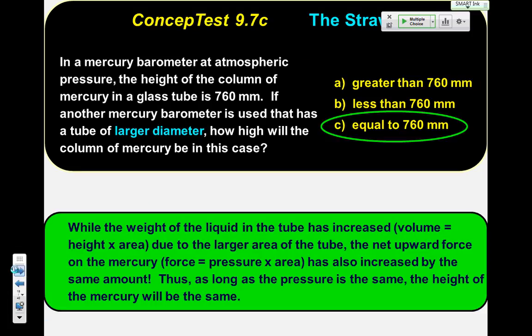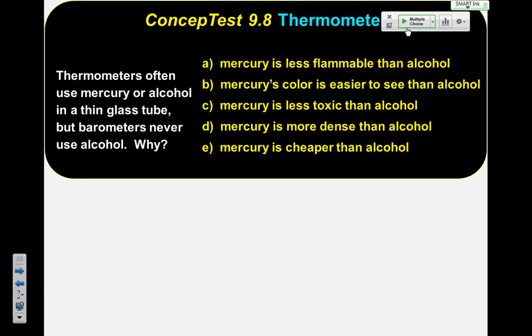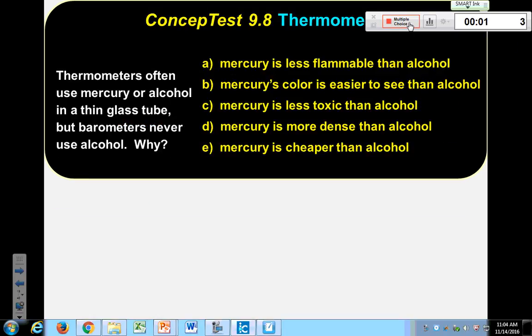We'll just do a couple more here. Barometers never use alcohol, unlike thermometers, which can use either alcohol or mercury. Why is this? Why do barometers, which measure pressure, never use alcohol?